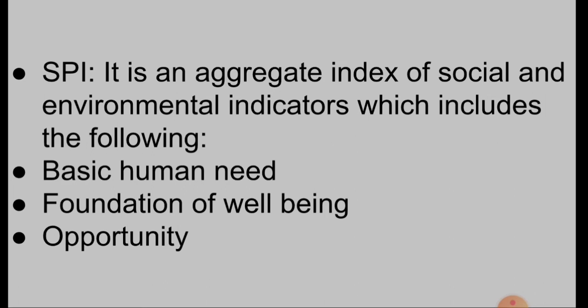So basic human need, foundation of well-being, and opportunity. These are the things which SPI takes into consideration. If we take the case of India, the basic human needs of all the people are still not fulfilled. There are many people below the poverty line, and the government has to take steps to bring them above the poverty line.